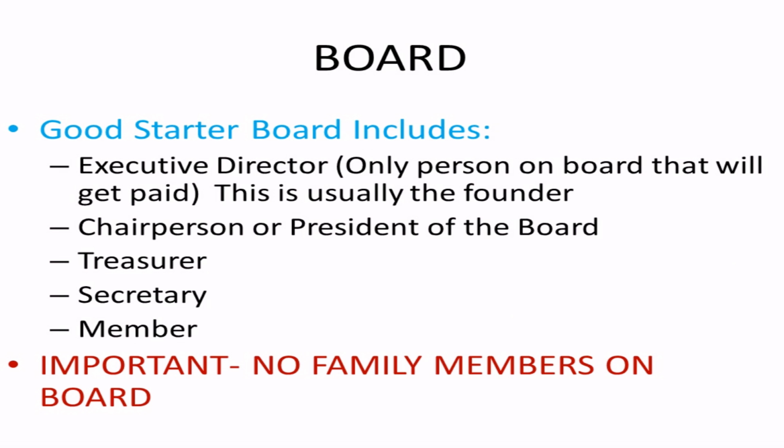The other thing that you need to have in your forming documentation in order to be a tax exempt organization is a good board. So a good starter board includes 5 people. That would include the executive director. The executive director is the only person on the board that is allowed to get paid. And this is usually going to be the founder or you if you're starting the nonprofit.